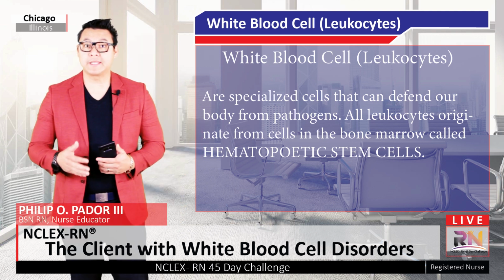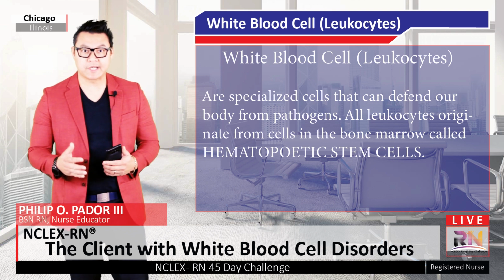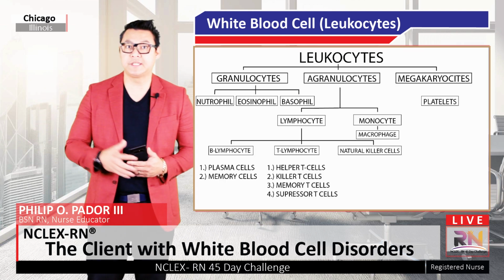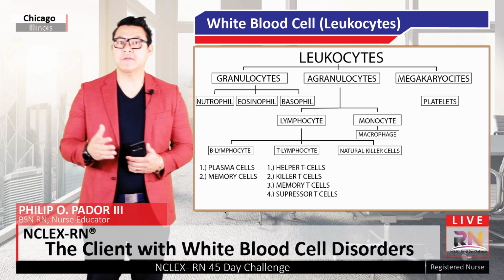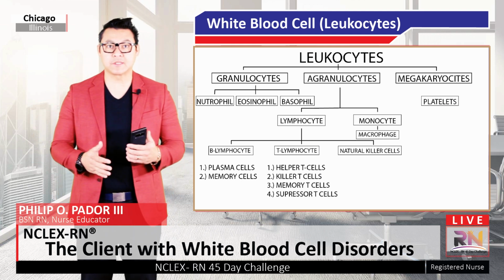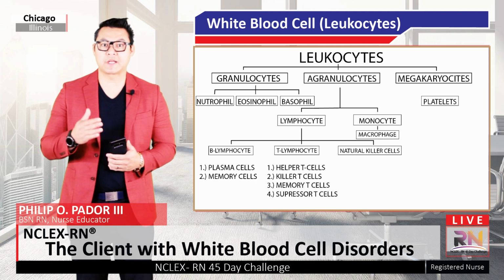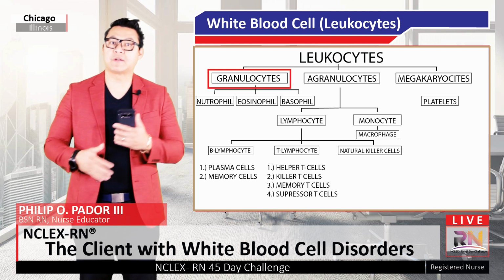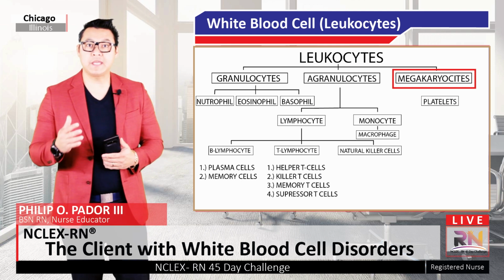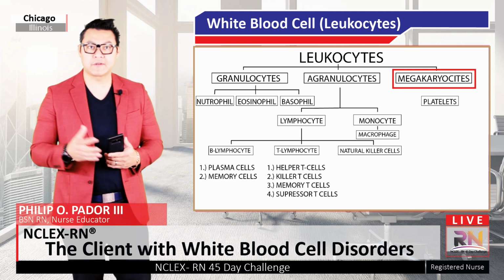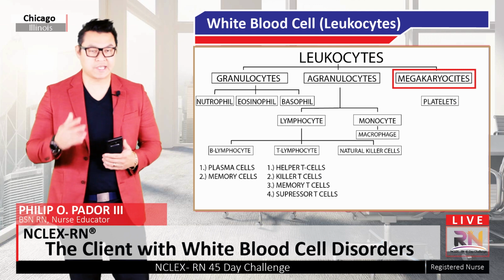So let's begin by taking a look at the following flowchart, which basically describes the different categories of leukocytes. Generally, we can divide leukocytes into three categories. We have the granulocytes, agranulocytes, and the megakaryocytes. And then we can even further subdivide all these categories, and we'll discuss that in just a moment.